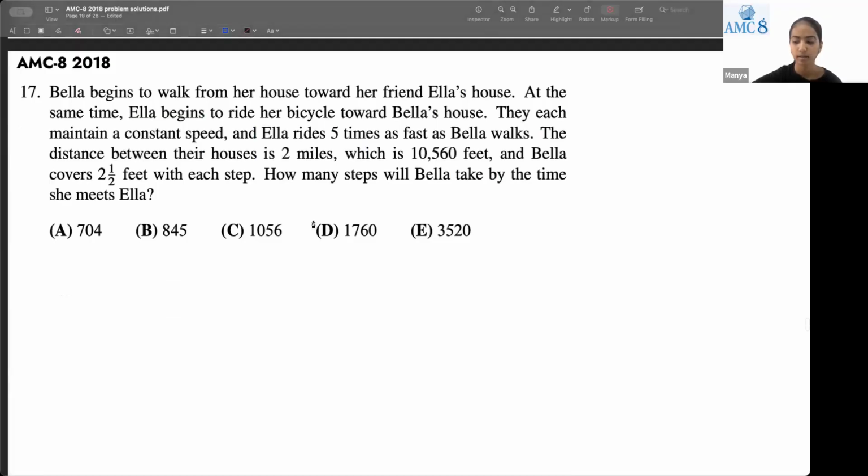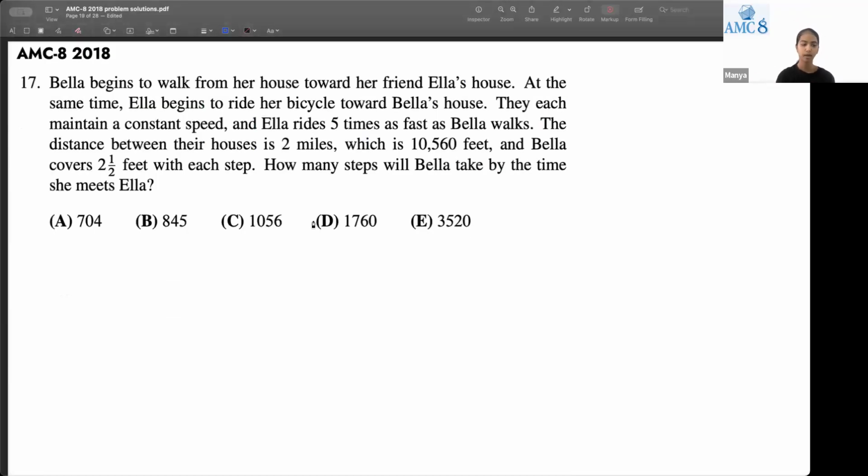Problem number 17. Ella begins to walk from her house toward her friend Bella's house. At the same time, Ella begins to ride her bicycle towards Bella's house. They each maintain a constant speed. Ella rides 5 times as fast as Bella walks.